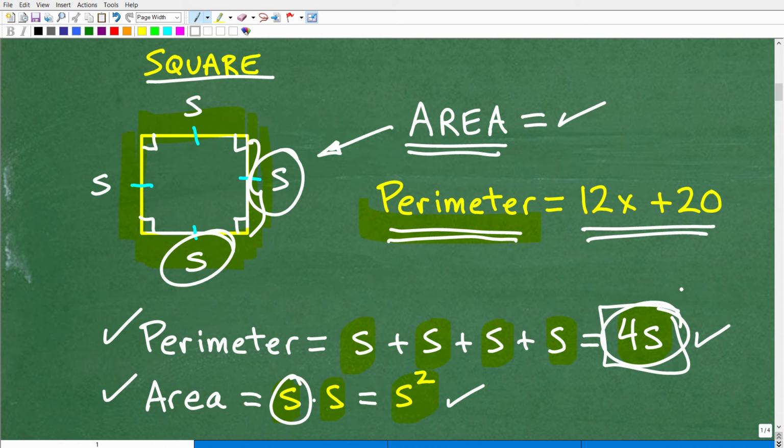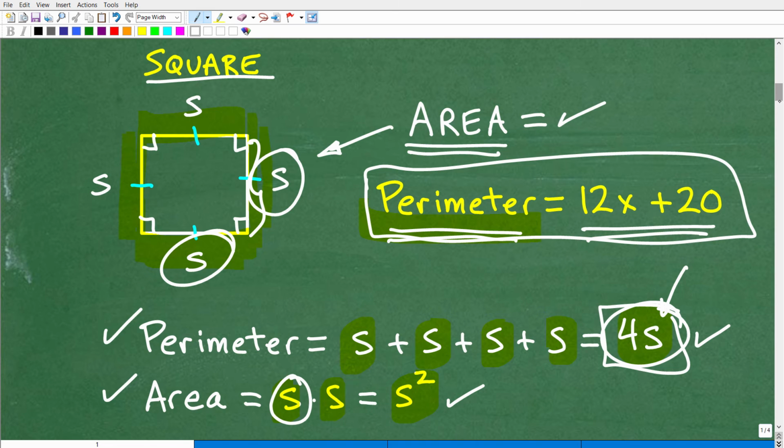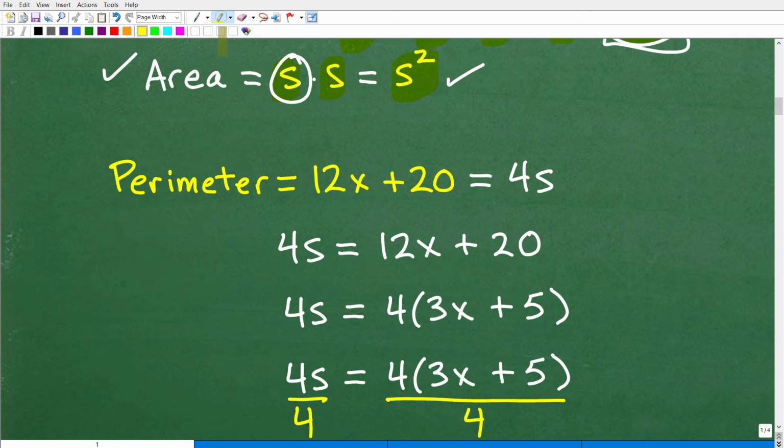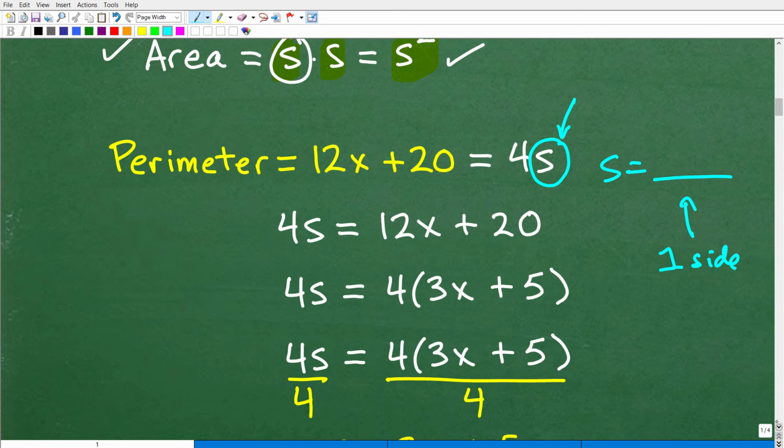Well, let's go ahead and solve for the side. So we know 4s is equal to the perimeter. So I could set up a lovely equation here. Okay, so here's the perimeter. We know the perimeter is equal to 12x plus 20, and the perimeter in terms of a formula for a square is equal to 4s. So what I want to do here is solve for s. I want to get an expression where s is equal to something else, because this is basically one side of the square. So let's go ahead and solve this equation. So 12x plus 20 is equal to 4s.